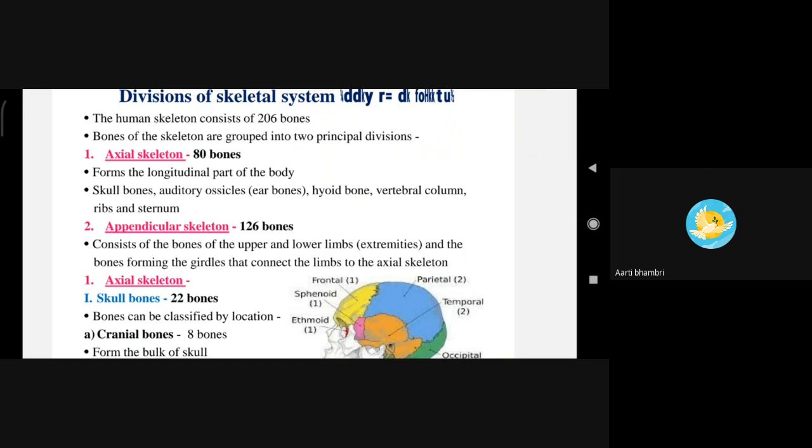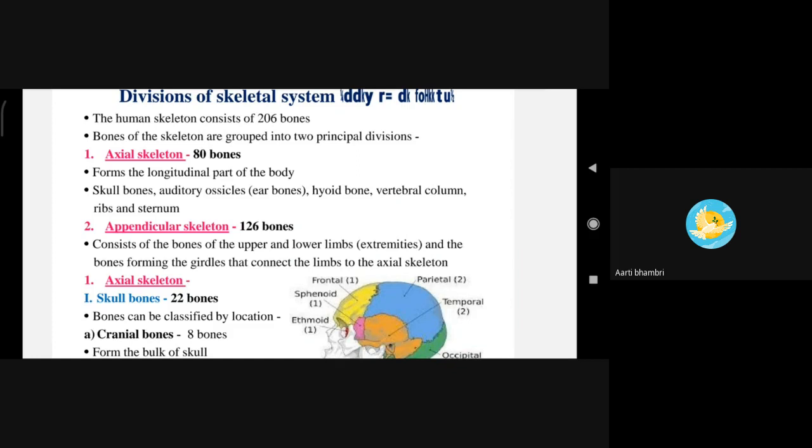Okay, I will provide you a flow chart on the skeletal system. It's not included here in the PPT, but I will provide it. That will help you understand more clearly and make it easier to remember the divisions. So now we will go for the slides only. The two principal divisions of the skeletal system are the axial skeleton and the appendicular skeleton.